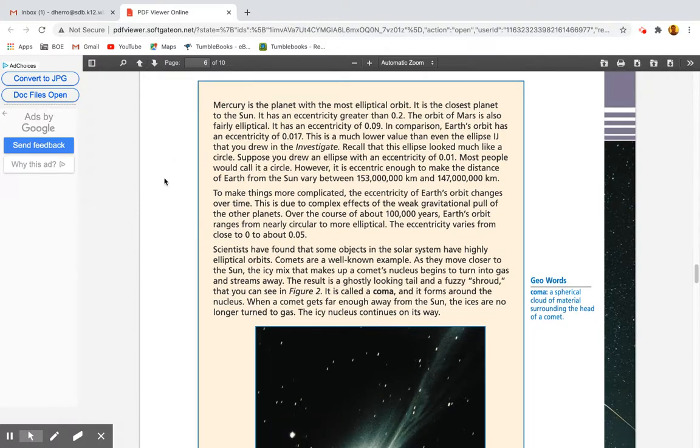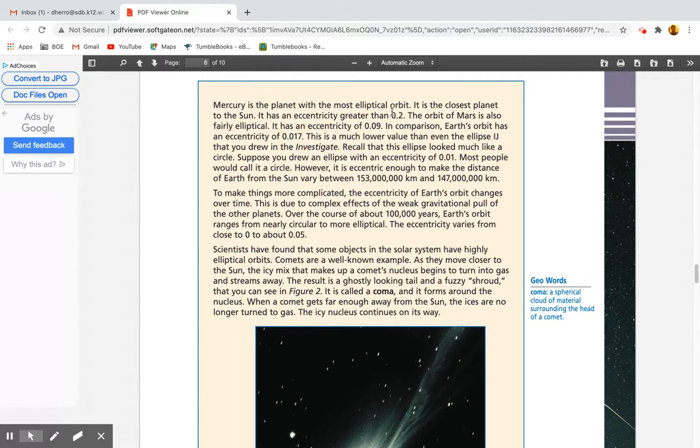Mercury is the planet with the most elliptical orbit. It is the closest planet to the sun. It has an eccentricity greater than 0.2. The orbit of Mars is also fairly elliptical. It has an eccentricity of 0.09. In comparison, Earth's orbit has an eccentricity of 0.017. So the closer it is to 0, the closer it is to a circular orbit.